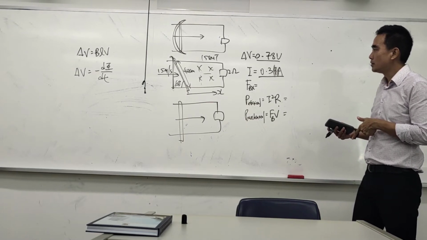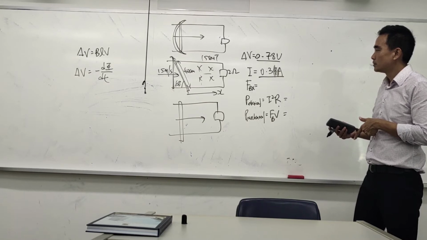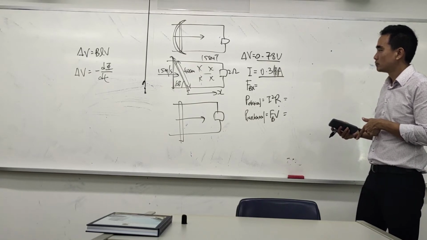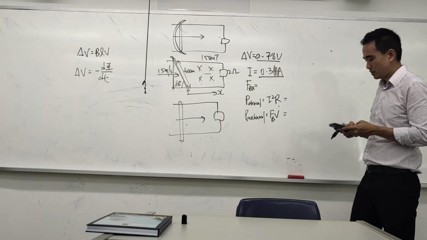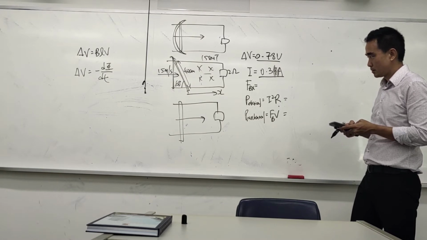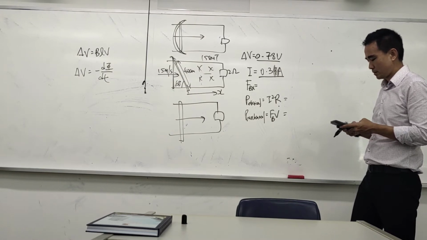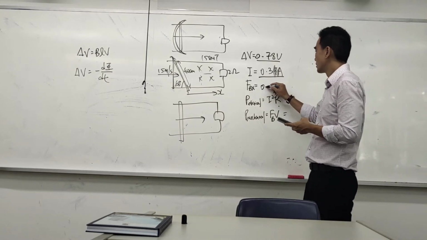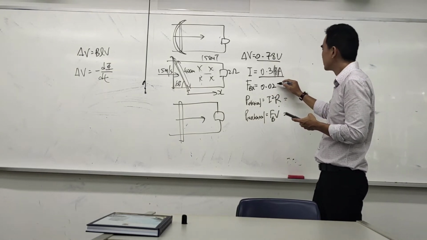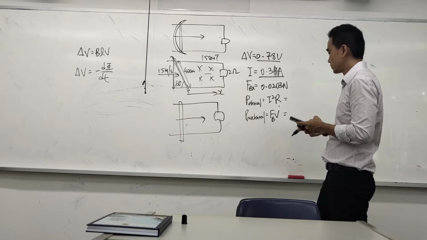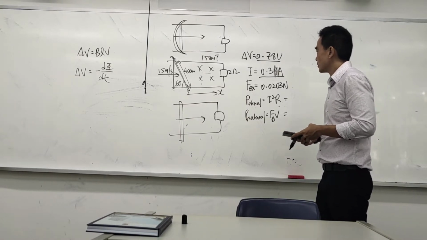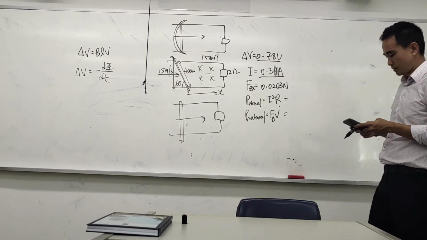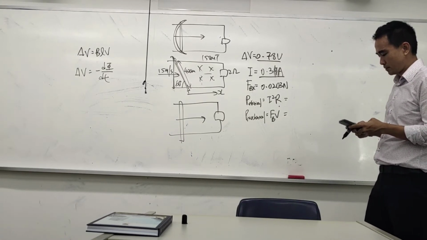0.29 divided by 0.02. Yeah, 0.0203. I mean, I have to assume there is no loss of whatever.